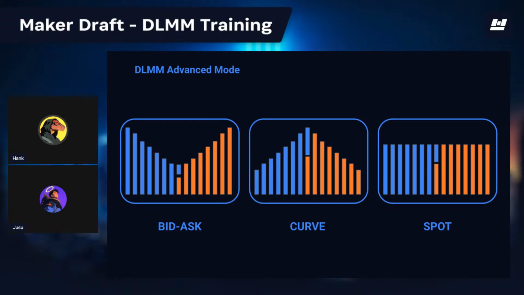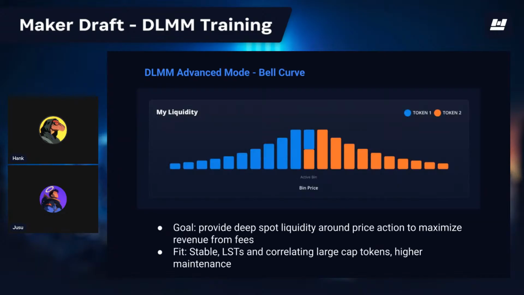Curve concentrates more liquidity around price action, so the opposite. And spot is just a general flat distribution. Curve is always more aggressive. Bid ask is a bit more careful, and spot is something in between. And let's start with the bell curve, so the curve one. The goal there is you want to provide deep spot liquidity around price action to maximize revenue from fees. So this is especially good when volatility is low in a certain time. Then this one makes sense.